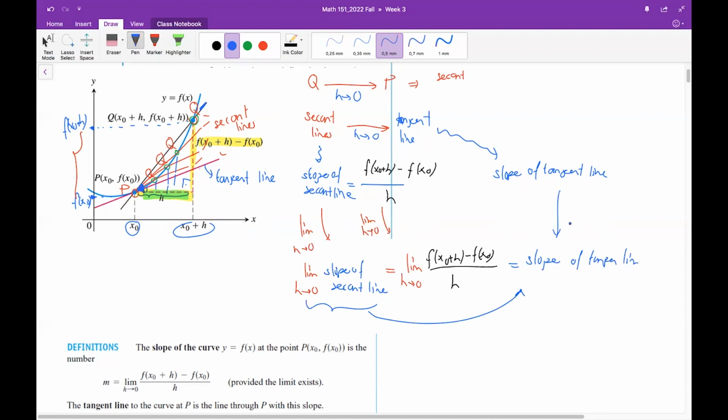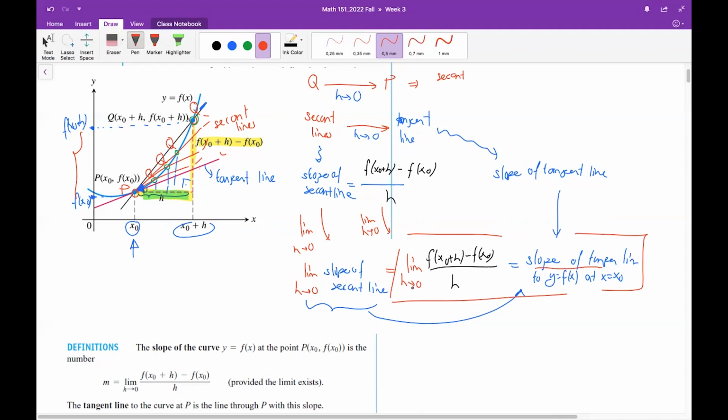So that's why we have this particular equality for the slope of the tangent line to our curve y equals f of x, at which point this pink tangent line is drawn, at this particular point here, at x equals x0. So this is the expression that we will be using for the slope of the tangent line, okay?